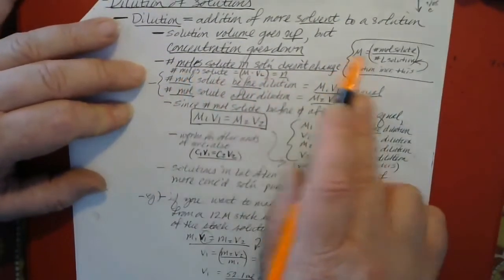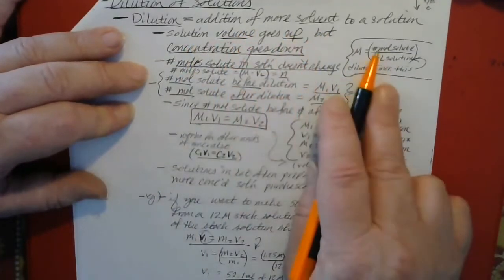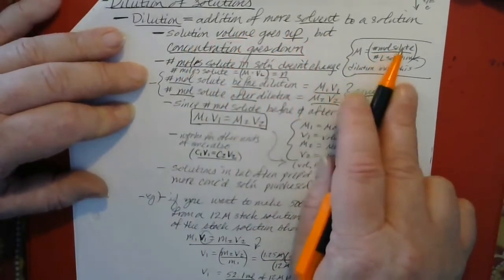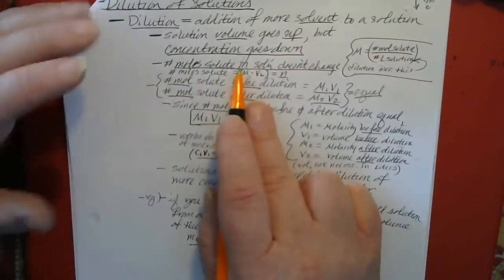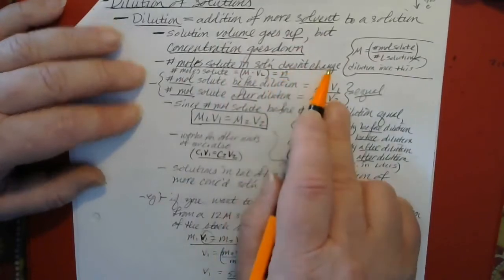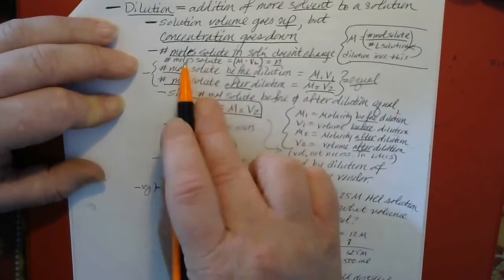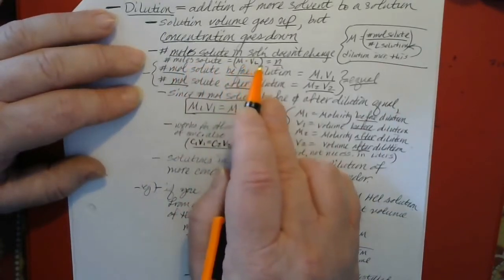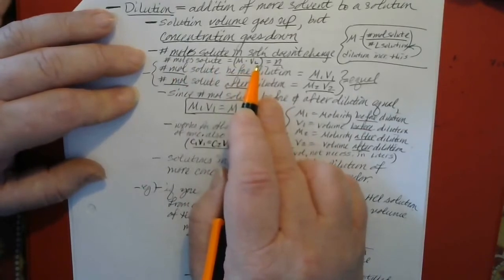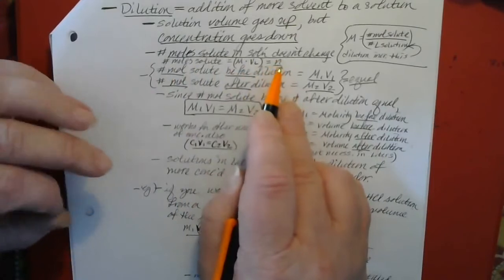Okay, so as we said, dilution, or adding more solvent, has no effect on the number of moles of solute dissolved in the solution. So the number of moles of solute in the solution remains the same during a dilution. The number of moles of solute in a solution can be thought of as molarity times the volume of the solution in liters. Number of moles is often denoted as n.